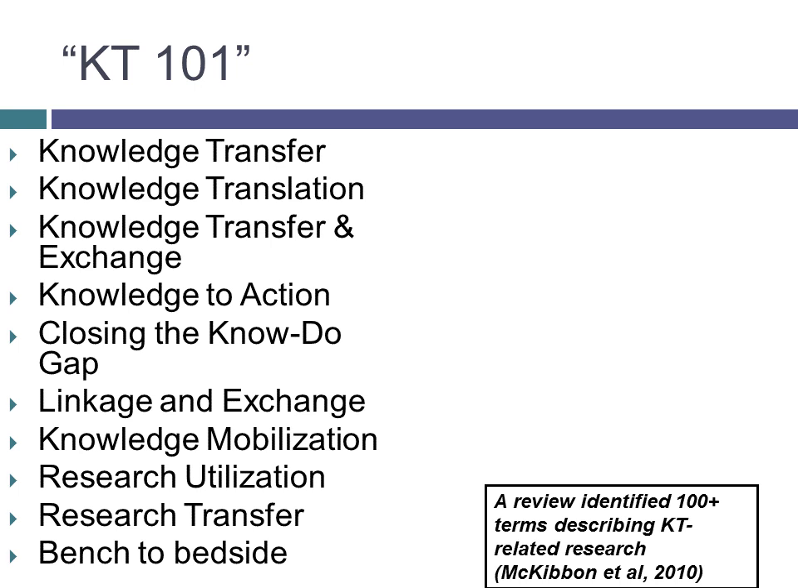And then closing the know-do gap is suggesting that we're using evidence to apply to a particular circumstance so that we can make available information about what is known. So you get the idea. There's a review that suggests that there were over 100 terms identified that can be describing KT-related processes. So that's the McKibben article. So I wanted to make you aware that while I'm using the words knowledge translation, you might have heard other terms for the same thing.